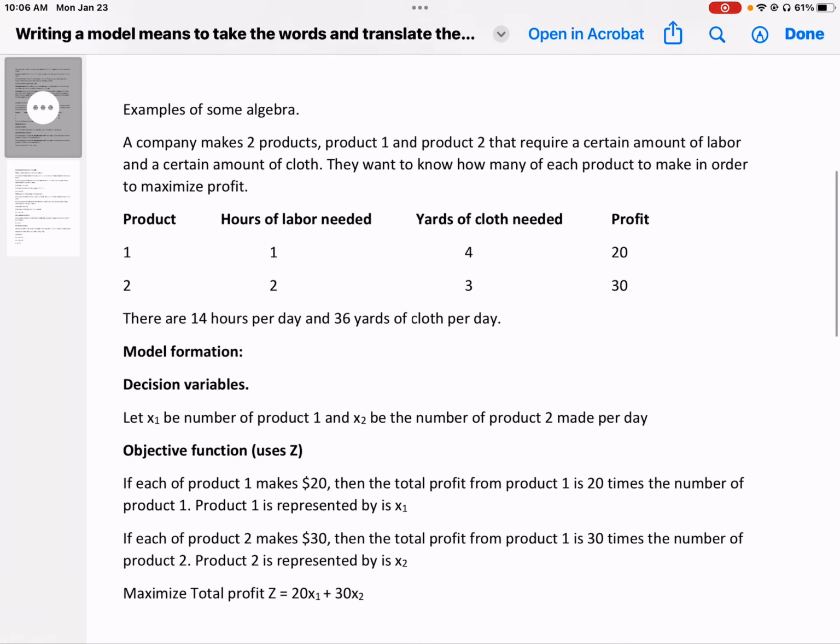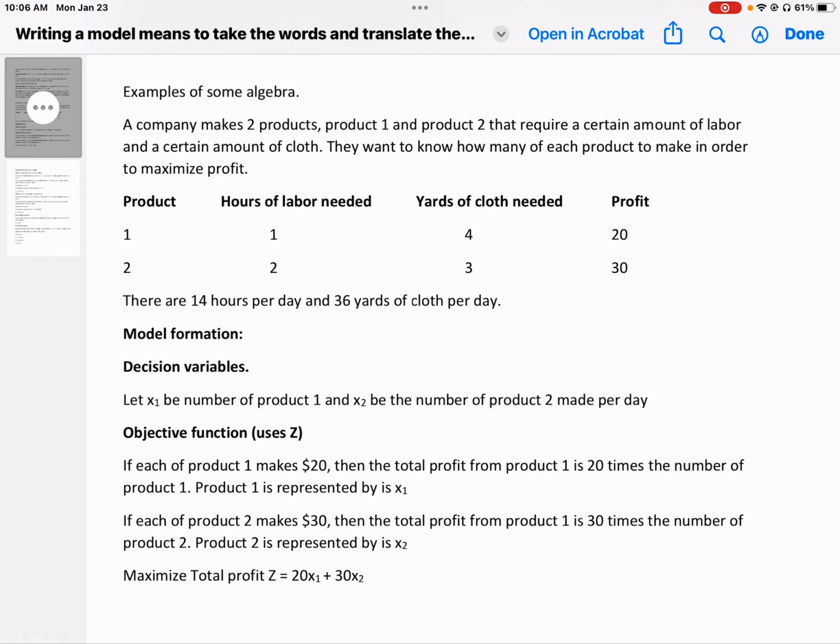Okay, here's an example. A company makes two products, 1 and 2, that require a certain amount of labor and a certain amount of cloth. They want to know how many of each product to make in order to maximize profit. How many to make of each product tells us our decision variables.